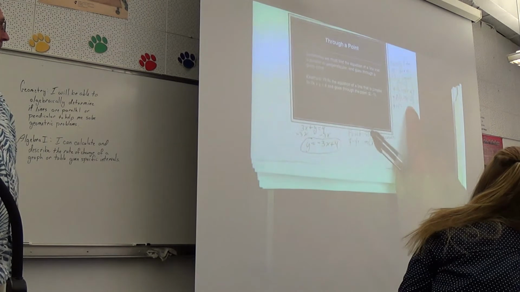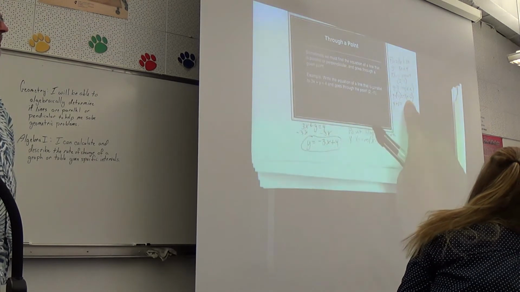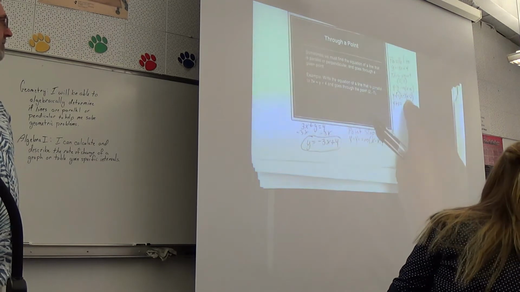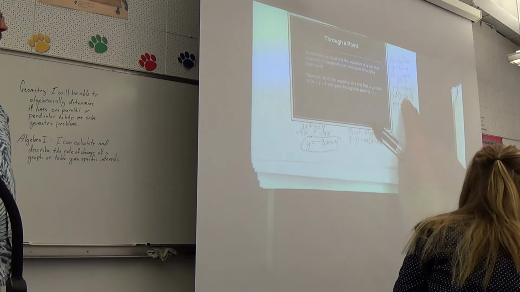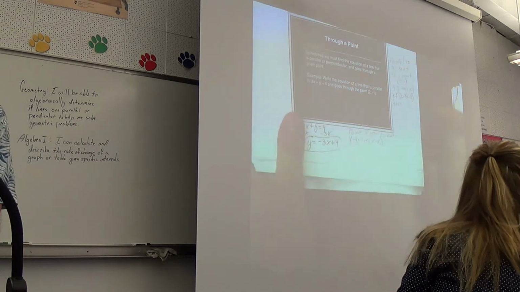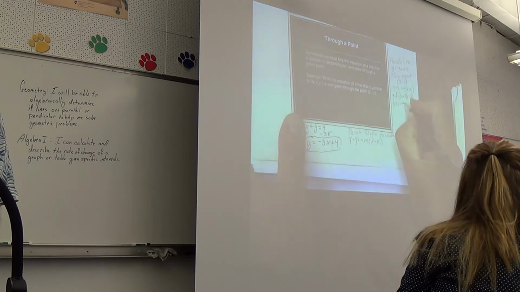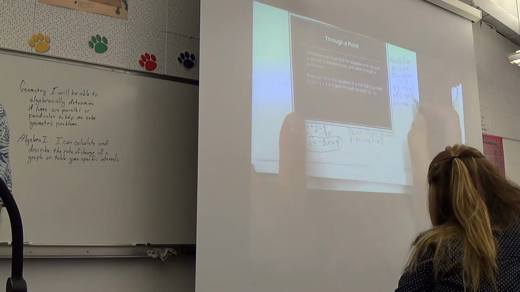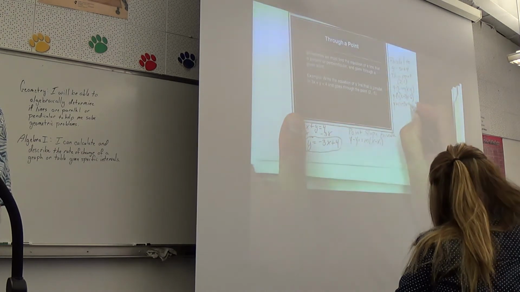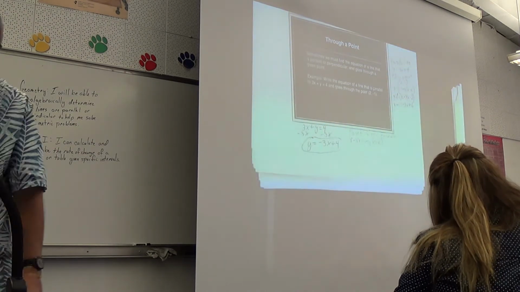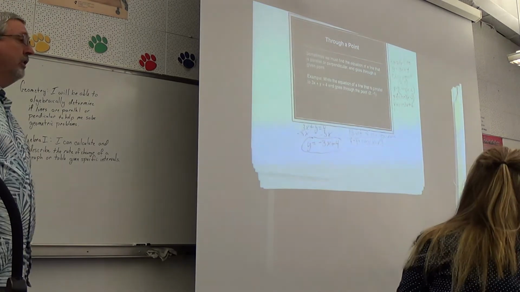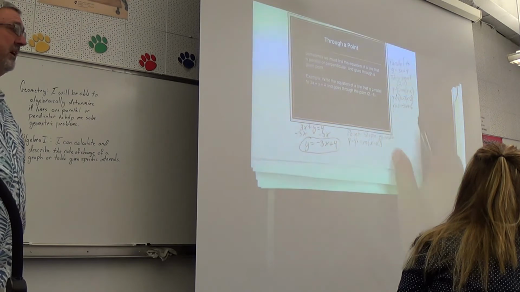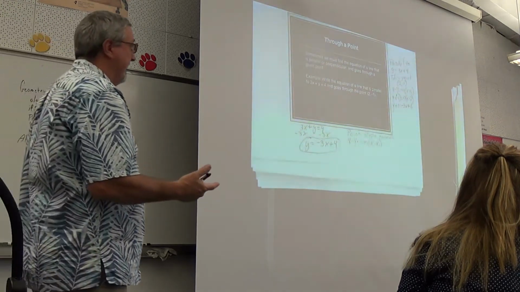Anybody know the property we're going to use next to simplify this? What it's called? Deb? Distributive property, right? So we're going to take that negative 3 times the x, which is negative 3x, and that negative 3 times that negative 2, which would be positive 6. So far I didn't do anything, I just simplified that, right?